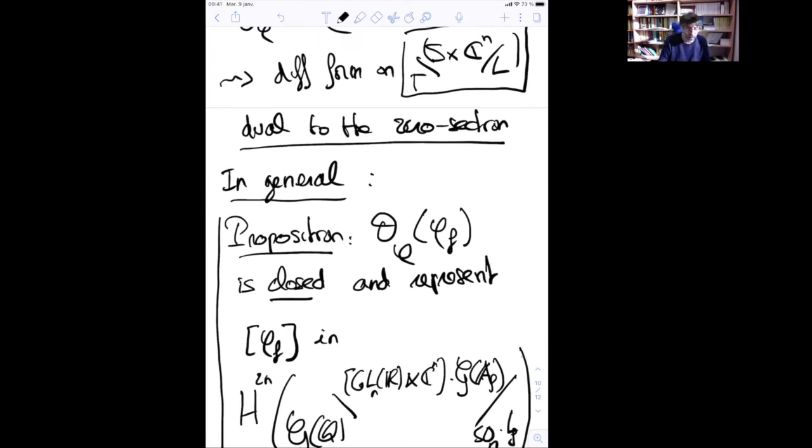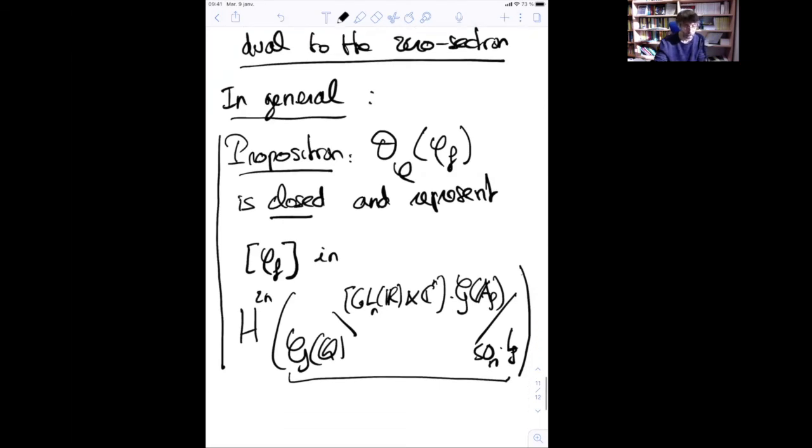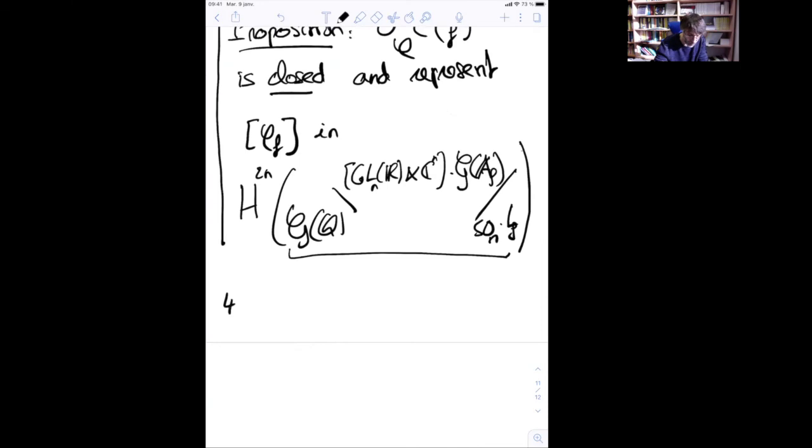So somehow we have found a differential form representative of what I have described in topological terms in the first lecture. And now what we do with that, we will form an Eisenstein series and explain what it gives.